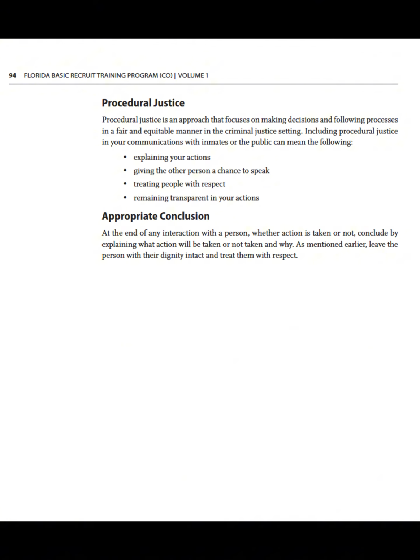Appropriate conclusion. At the end of any interaction with a person, whether action is taken or not, conclude by explaining what action will be taken or not taken, and why. As mentioned earlier, leave the person with their dignity intact and treat them with respect.